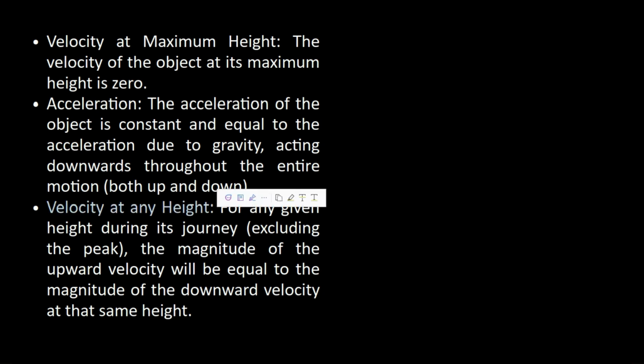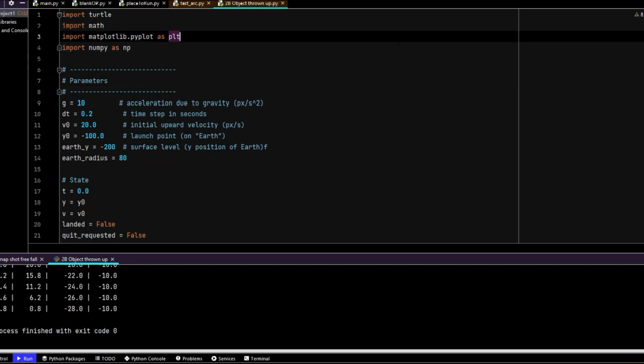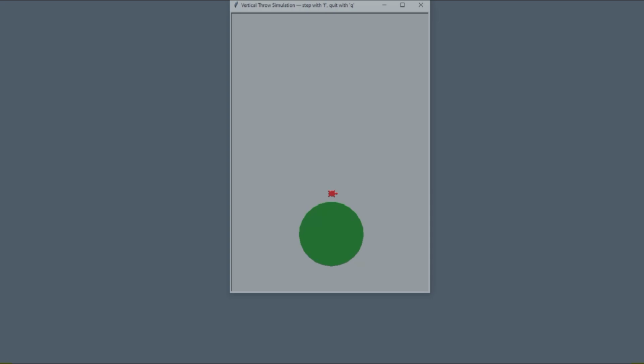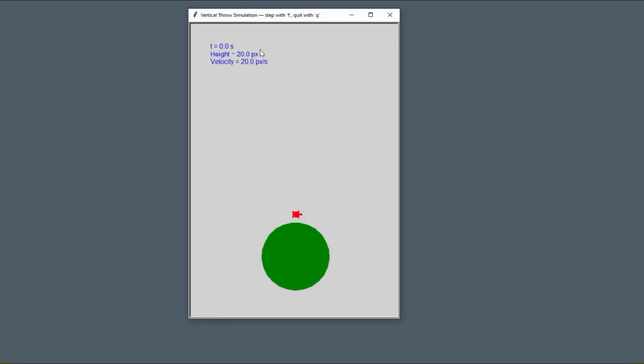Velocity at any height: for a given height during its journey, the magnitude of the upward velocity is equal to the magnitude of the downward velocity at the same height. Let me make all of this clear by considering an object thrown upwards. You can see the height over here, velocity over here. We are throwing an object from this point, thrown straight up. It's slowly moving up, and within 2 seconds it has reached the top. And now the velocity you can see at the peak is 0.